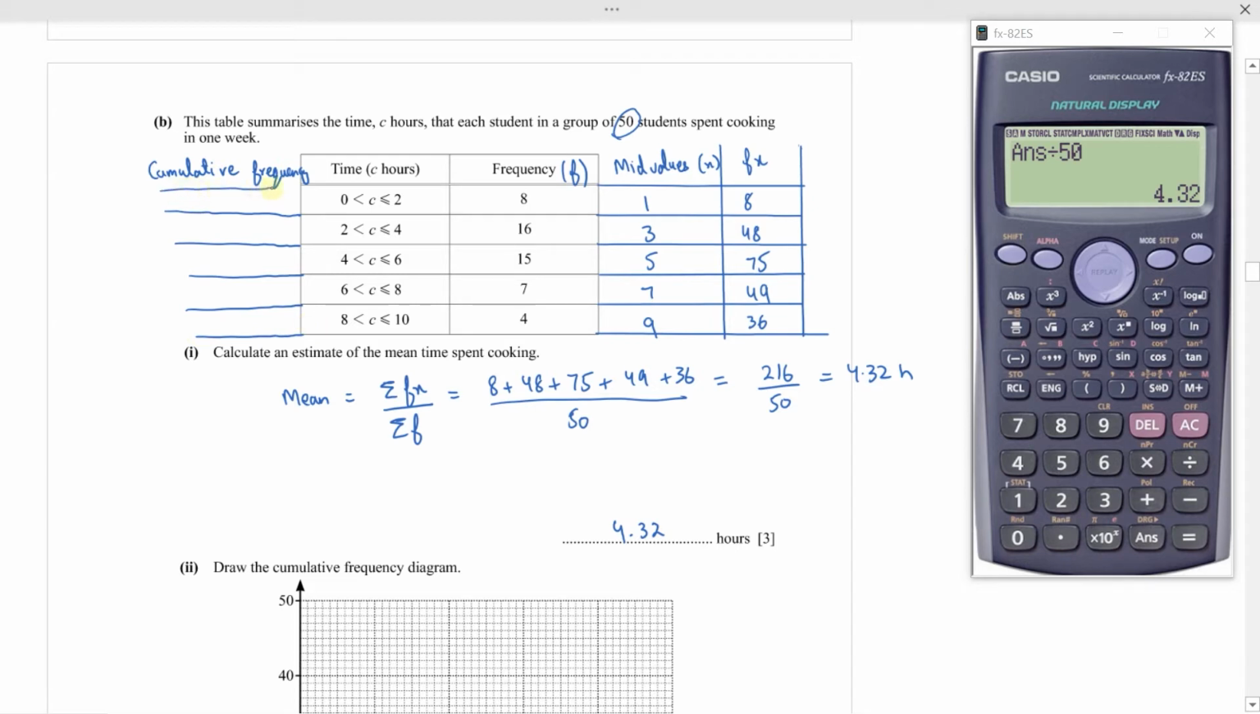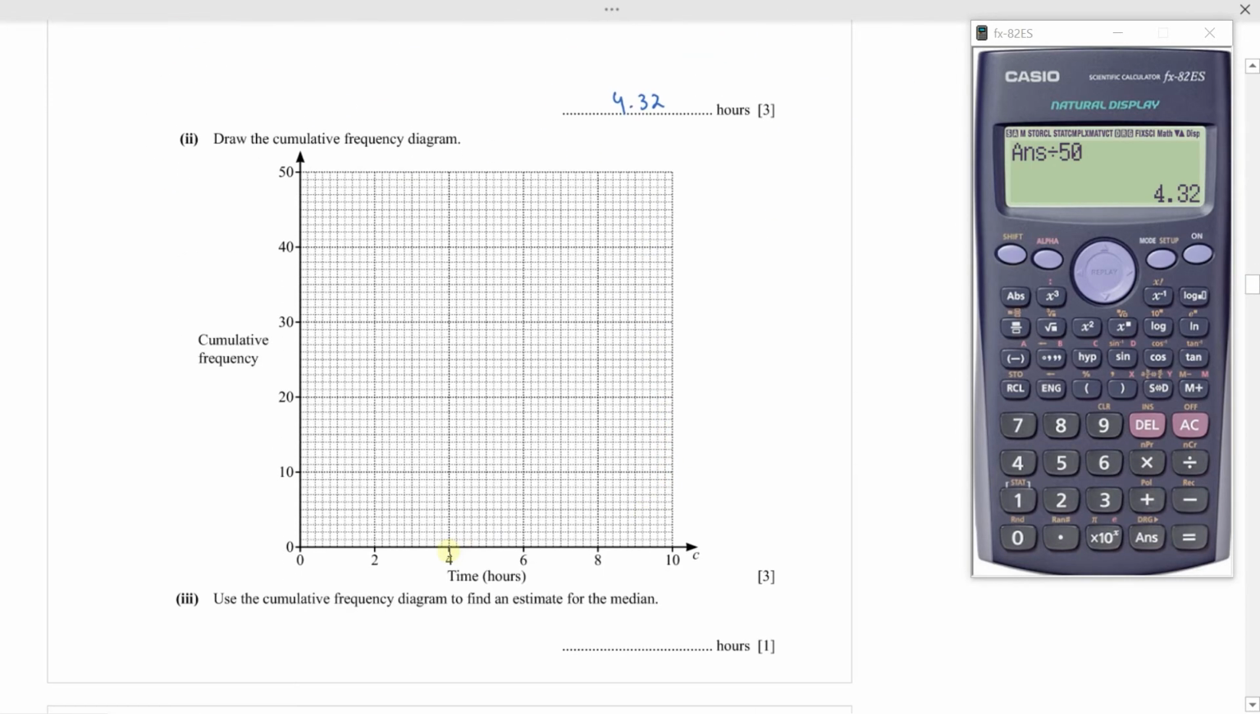So cumulative frequency is the sum of all frequencies up till that point. So this is 8. Then 16 plus 8 is 24. 15 plus 24 is 39. 7 plus 39 is 46. 4 plus 46 is 50. So now you have the cumulative frequency values, and on the x-axis you have hours.